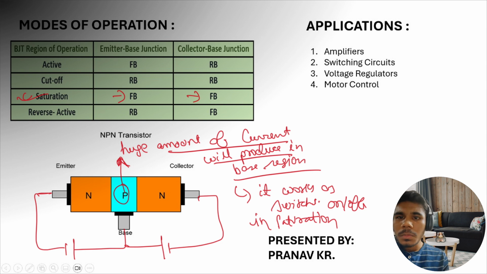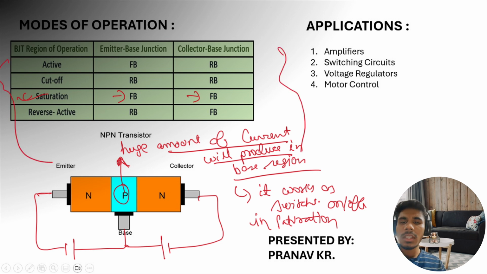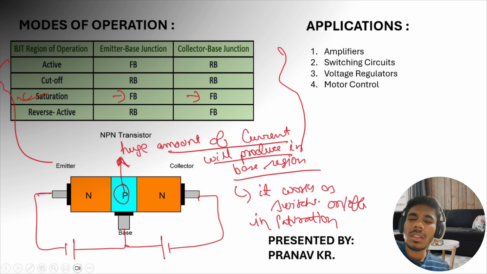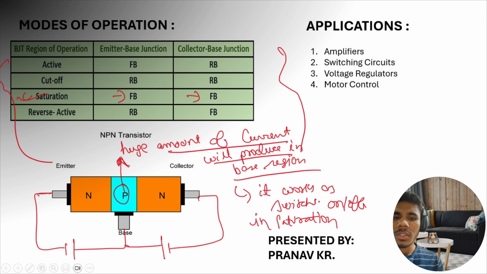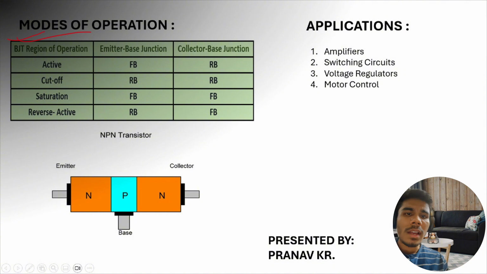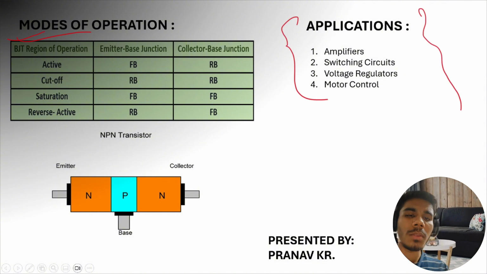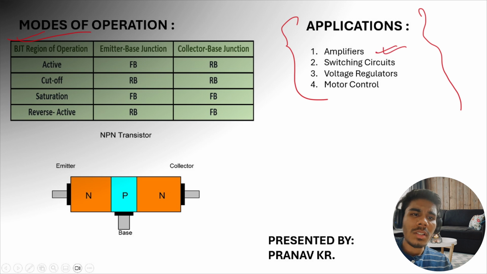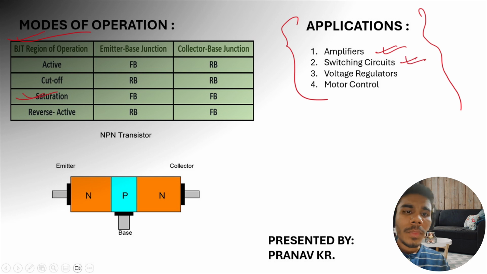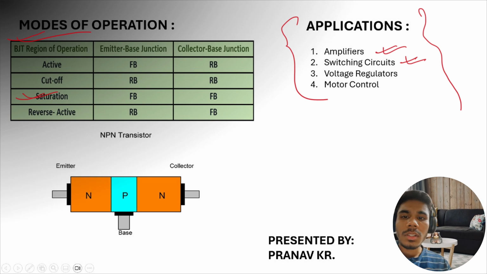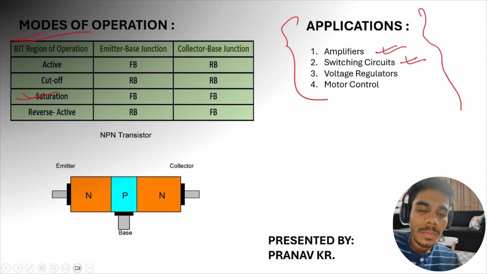So we can say that modes of operation is nothing but changing the biasing of the junctions of the different regions of the transistor, and we can change the operation of the transistor. The last topic is the applications where we use the BJT transistor. First one is the amplifier, as I said earlier, used to get amplified output. Second is the switching circuit. In saturation mode, switching happens, because a huge amount of current is produced in the base, so it works as an on-off circuit.